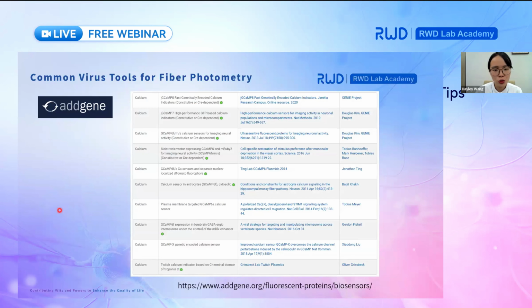A simple way is to check the website of viral vector providers, such as Addgene, where you can find basic information related to fiber photometry indicators, including the introduction to the different indicators or probe tools, the labs they come from, and the corresponding publications. And actually, you can also consult your local viral vector company for more detailed support.